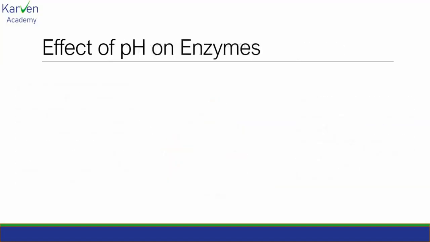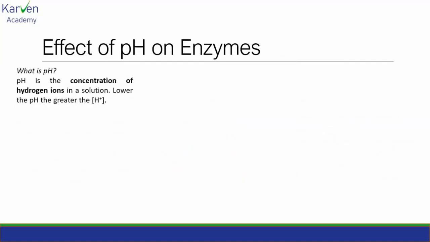Next, let's have a look at how pH affects the rate of enzyme activity. But before, we need to understand what pH is. pH is the concentration of hydrogen ions in a solution. The lower the pH, the greater the concentration of hydrogen ions, hence why acids are proton donors.